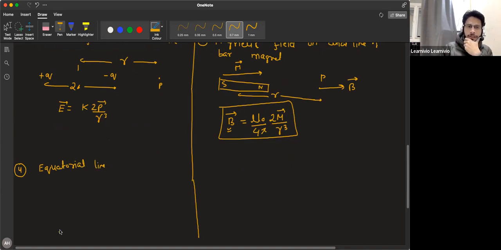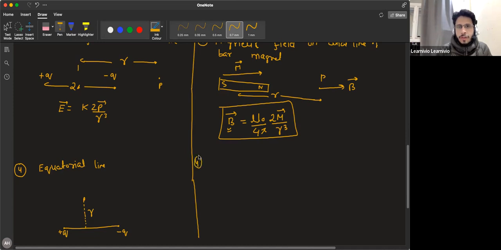In electrostatics, the result was, if you have plus q charge here and minus q charge here, what does equatorial line mean for a dipole? Equatorial line means the perpendicular bisector. Here, this is the equatorial line.